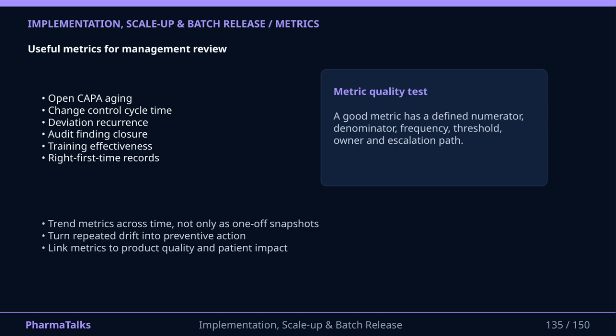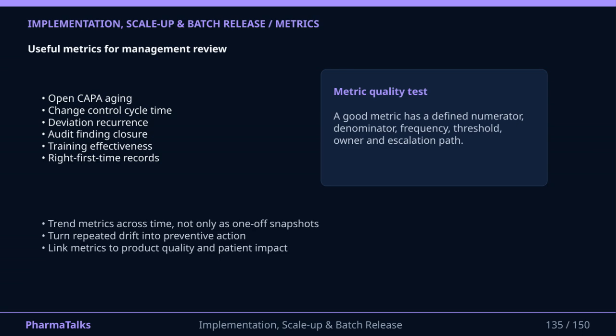Let's talk about the key metrics that are useful for management review during implementation, scale-up, and batch release. Some important indicators include open CAPA aging, change control cycle time, deviation recurrence, audit finding closure, training effectiveness, and right first time records. These metrics help us monitor progress and ensure quality throughout the process. Now, what makes a good metric? A solid metric must have a clearly defined numerator and denominator, a set frequency for measurement, a threshold to trigger action, a designated owner responsible for it, and a clear escalation path if issues arise.